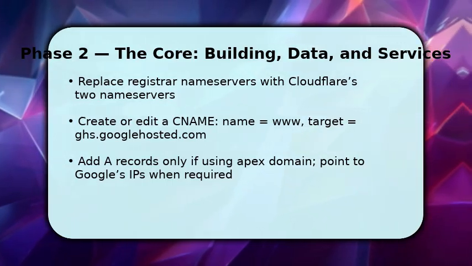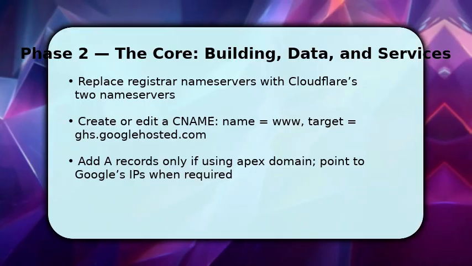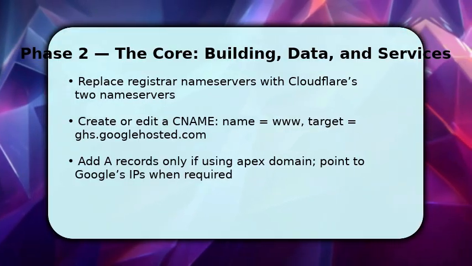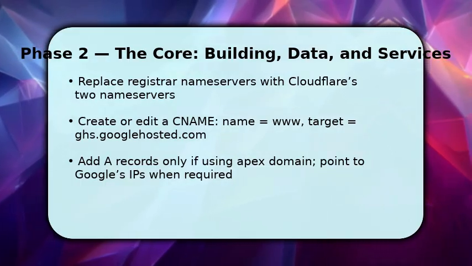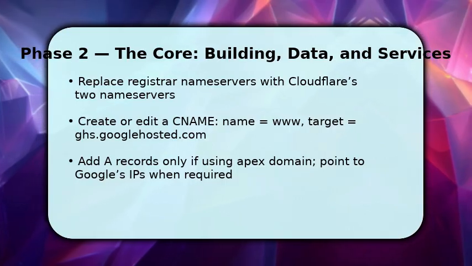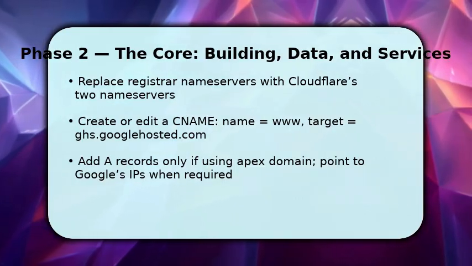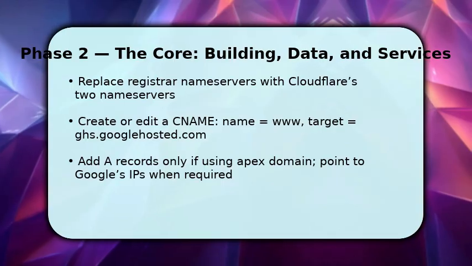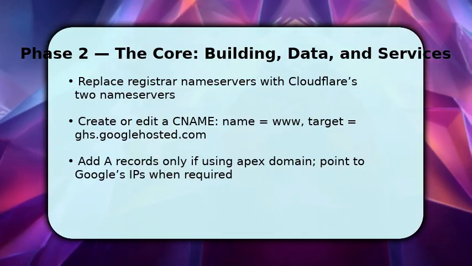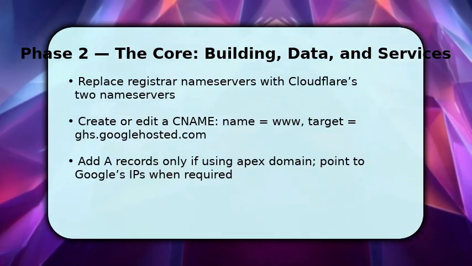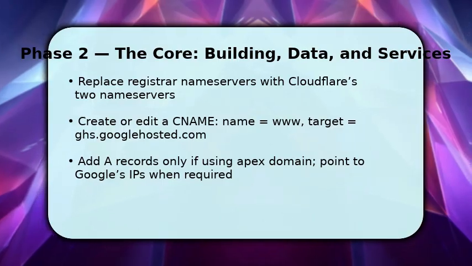Meanwhile, set DNS in Cloudflare. Create a CNAME where name is www and value is ghs.googlehosted.com, so Google Sites serves the subdomain. If you want the apex domain, example.com, to work, add A records that Google specifies or use Cloudflare's page rule to redirect apex to www. Make sure Cloudflare proxy is disabled, gray cloud.